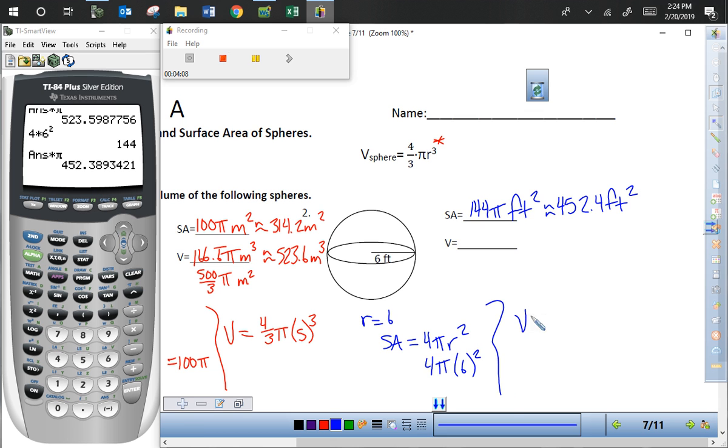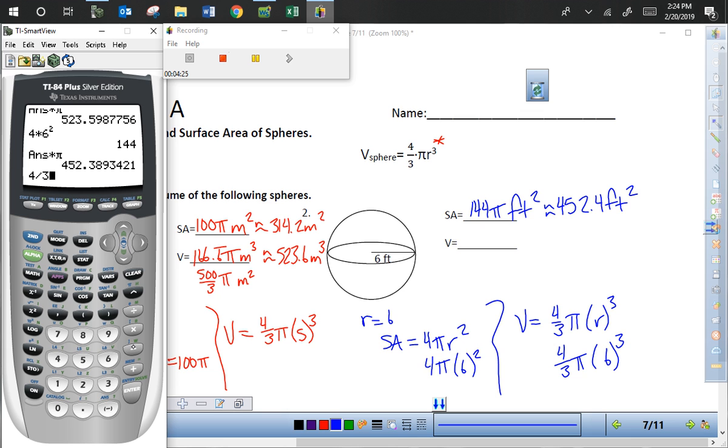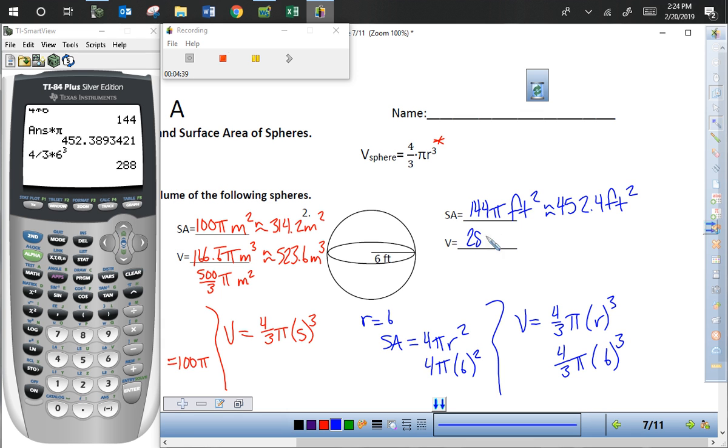Volume, we've got that weird fraction in front, 4/3, and then pi times our radius cubed. So 4/3 pi times the number 6 cubed. Again, type this in with me here: 4 divided by 3, then times 6, use this little up button, the caret, to the third power. And this one ended up coming out nice. So we just write 288 pi and then feet cubed.